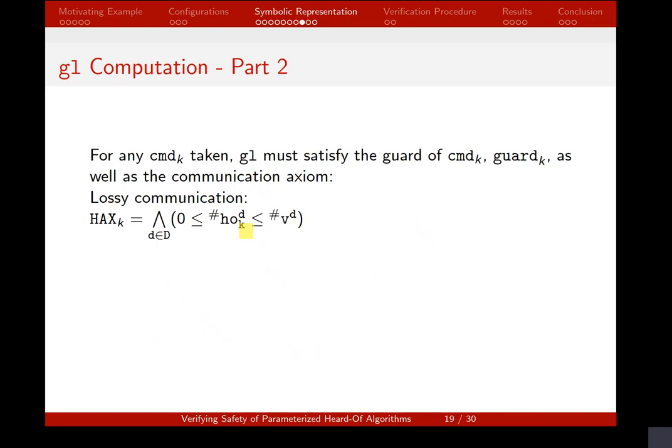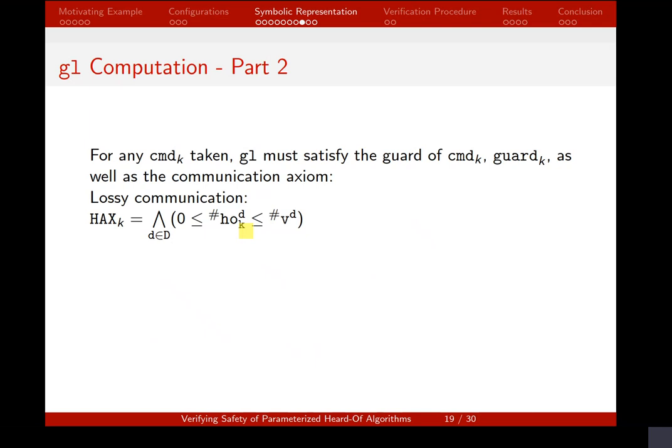The second step is that we need to ensure that GL satisfies the guards of all the guarded commands that were taken by the process groups. So we need to conjunct our predicate with the guards, and also we introduce some axioms that we call heard-of axioms, or HO axioms for short. HO axioms are related to the kind of faults in the systems. For example, in the one-third rule algorithm, we have lossy communication.